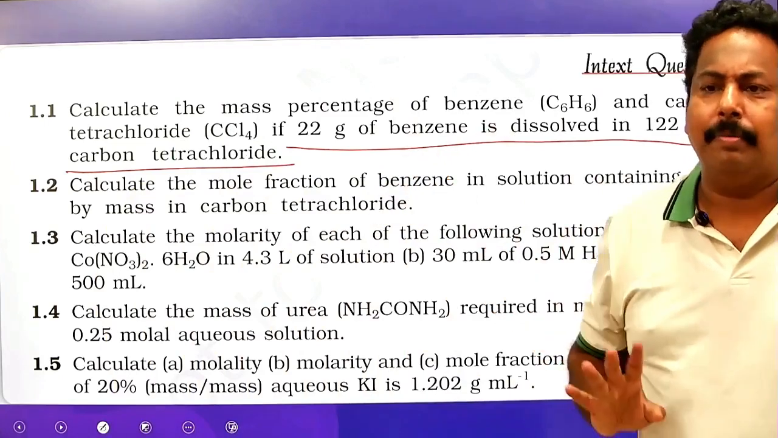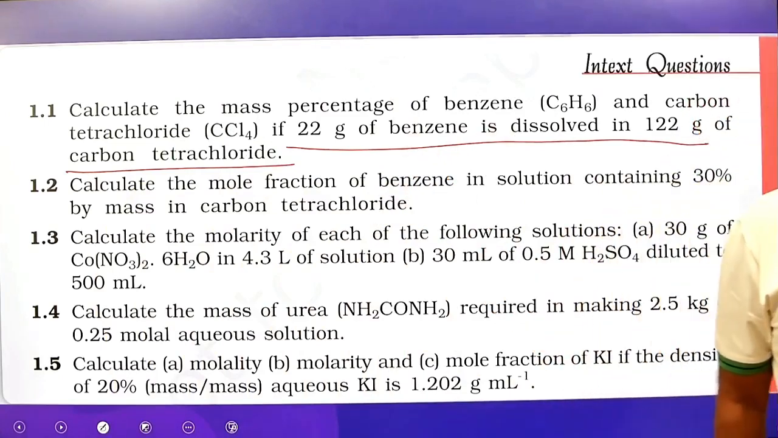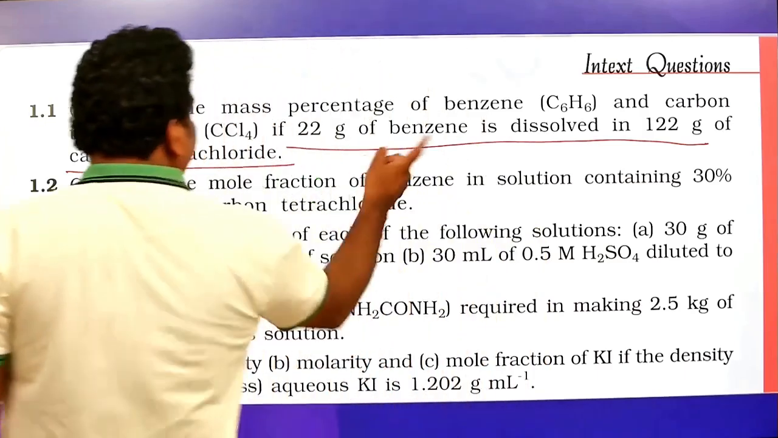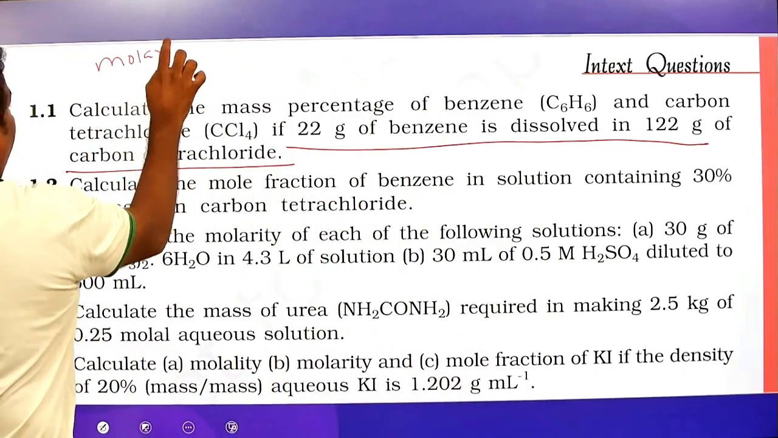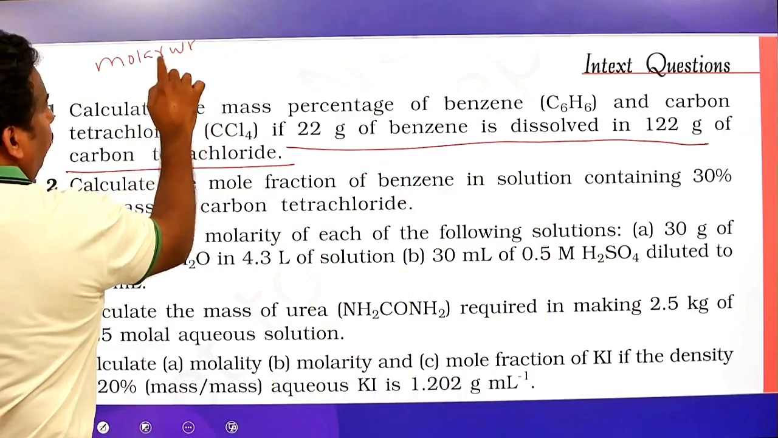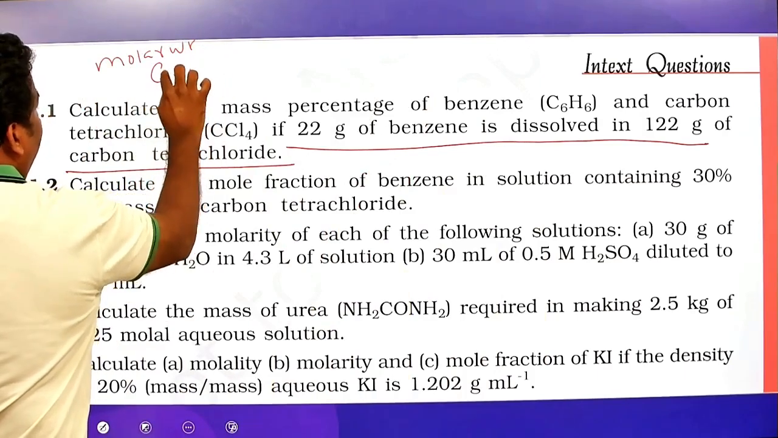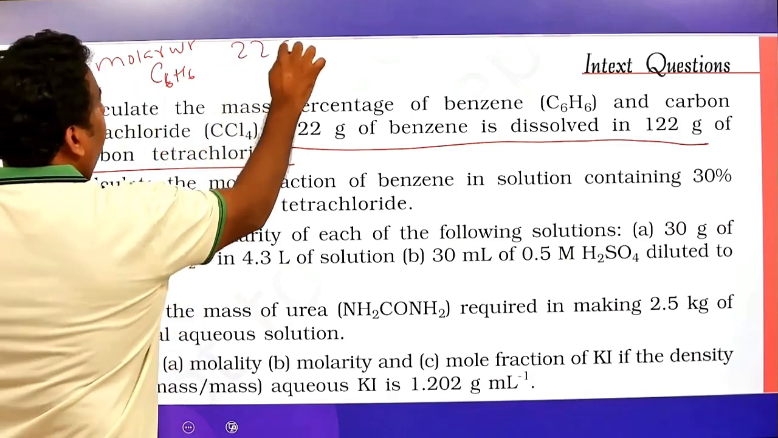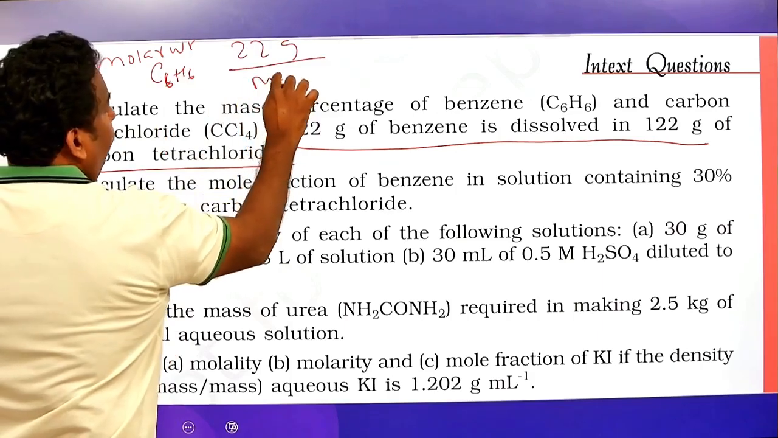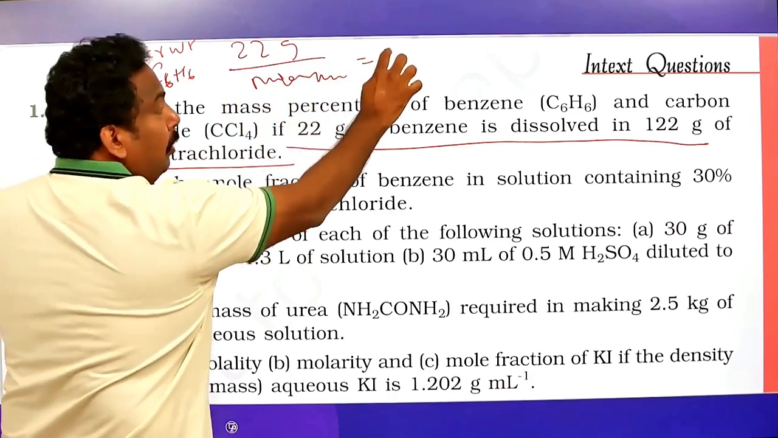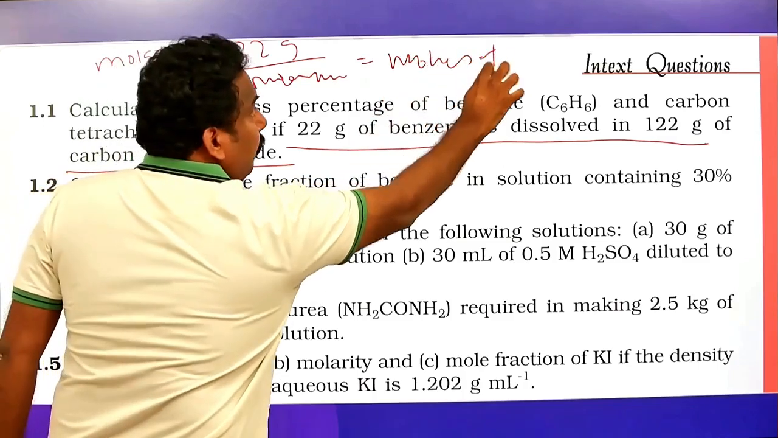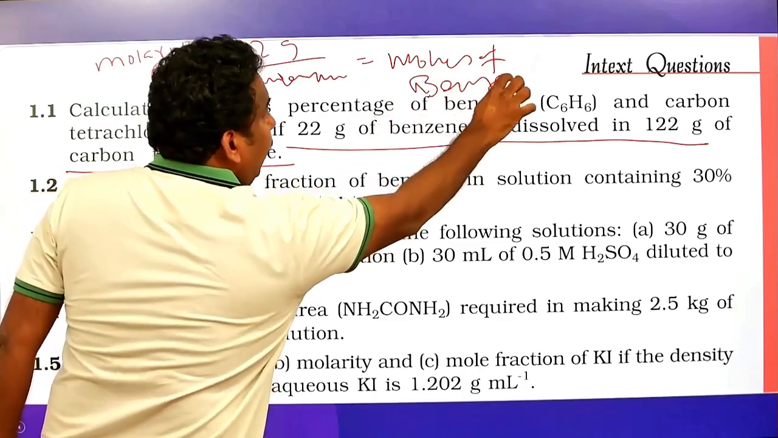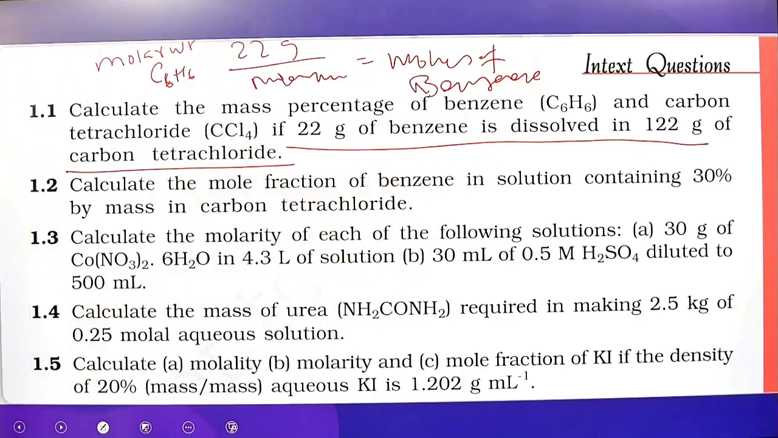To solve the problem, what is required? Molar mass of benzene is required, which is the molar weight of benzene, C6H6. And then 22 grams is there. So 22 grams divided by that molar mass, and you will get moles of benzene. You found the moles of benzene. Now what will you put? Divided by volume or kg?